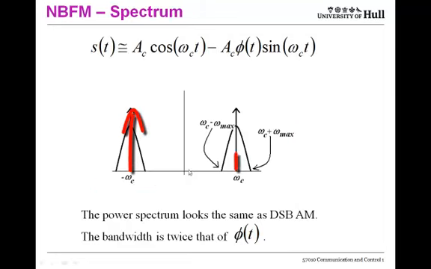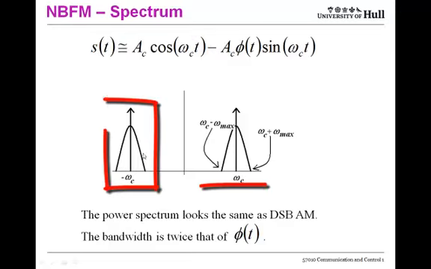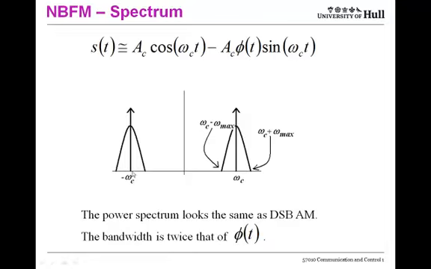It has the two delta functions at the carrier frequency, which come from the carrier term, and it has two copies of our message signal spectrum centered on the positive and negative carrier frequency. So the power spectrum is very similar to double sideband amplitude modulation, and just like double sideband amplitude modulation, the bandwidth is twice the bandwidth of our message signal, and so it has the same disadvantages and advantages of an AM modulated signal. So all this hasn't gained us very much.